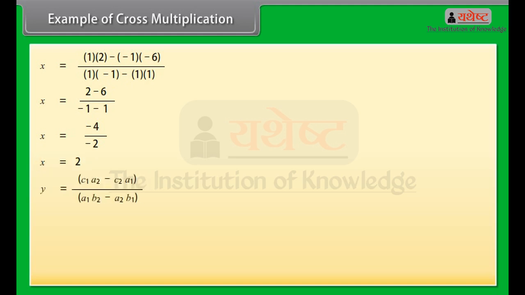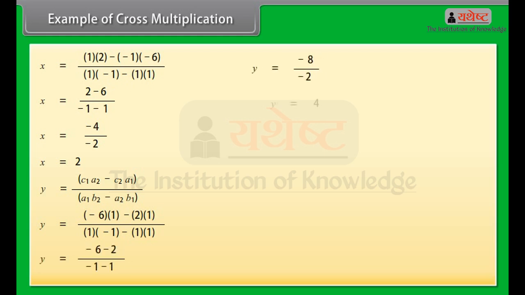y is equal to (c1 a2 minus c2 a1) upon (a1 b2 minus a2 b1). Now by substituting the values we get y is equal to (minus 6 into 1 minus 2 into 1) upon (1 into minus 1 minus 1 into 1). By calculating we get y is equal to 4. Therefore the solution is (2, 4).